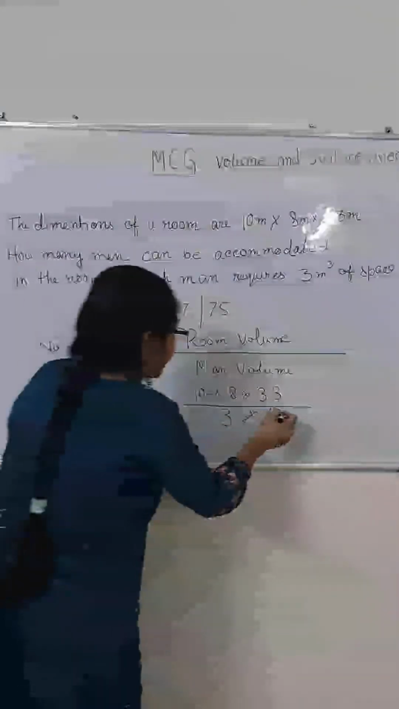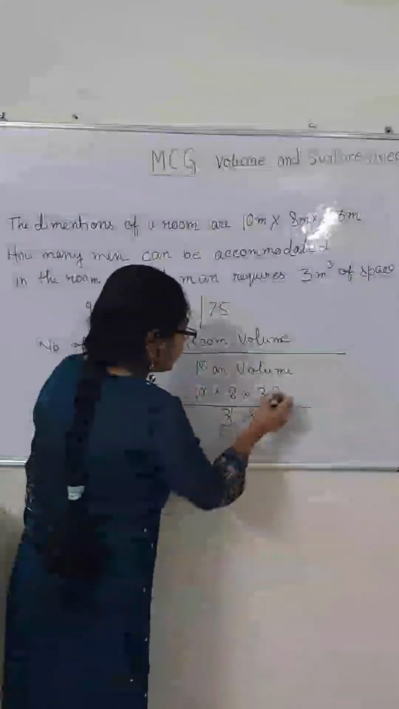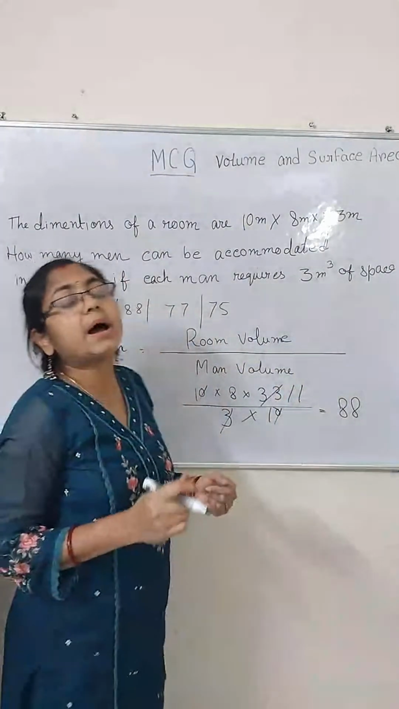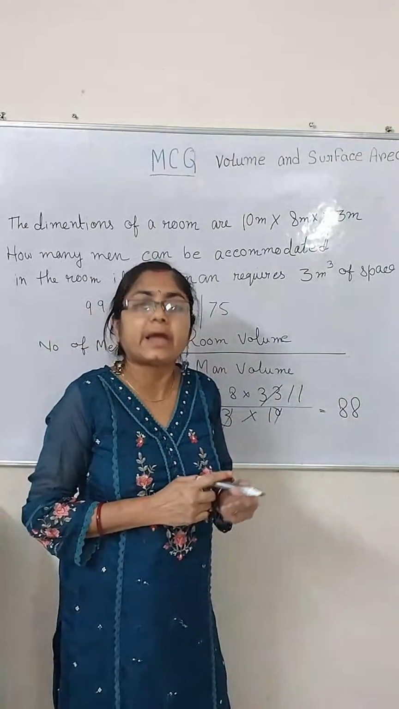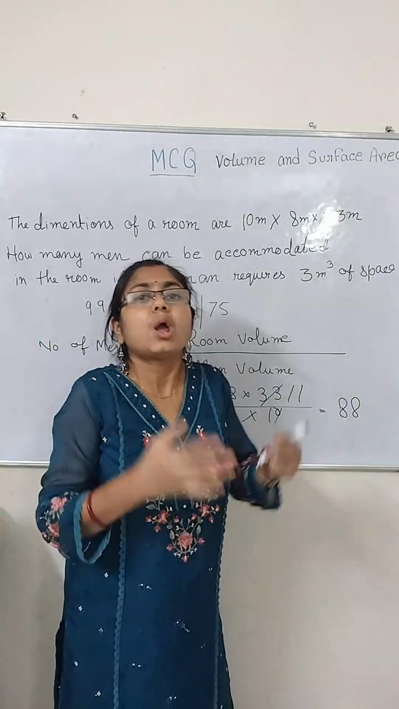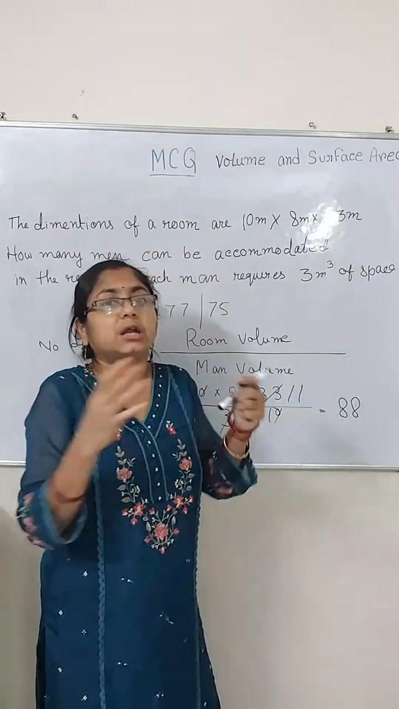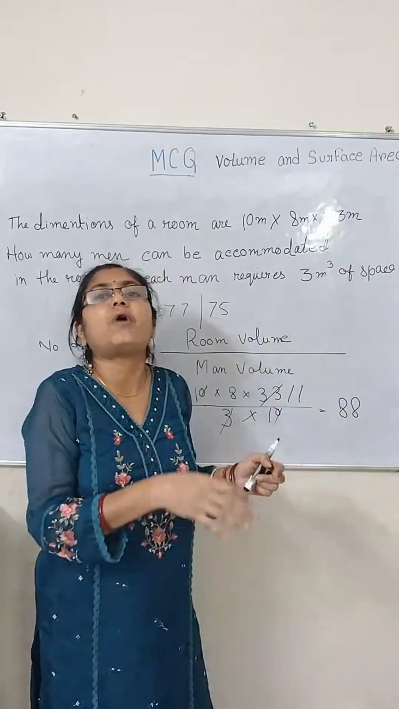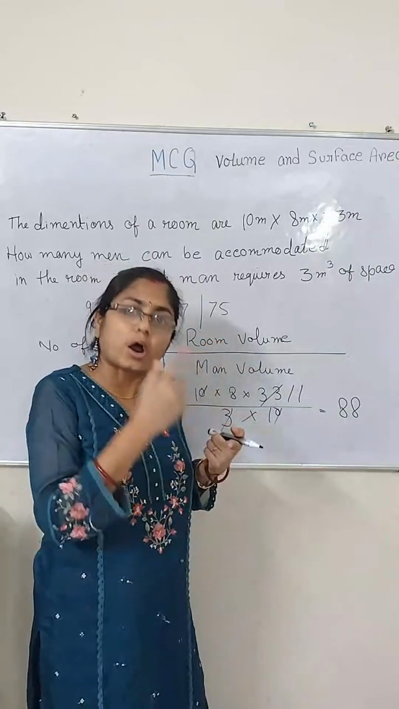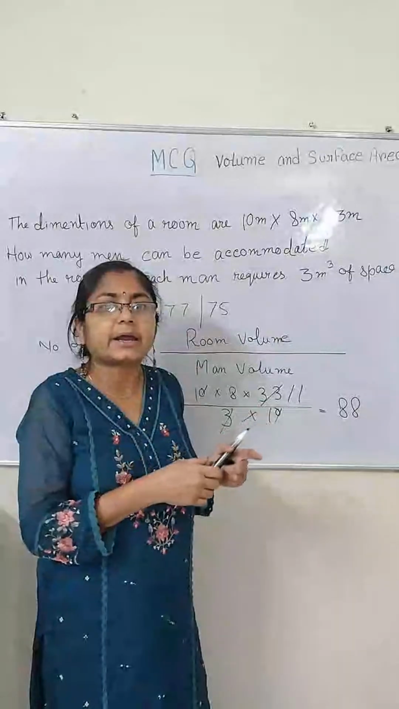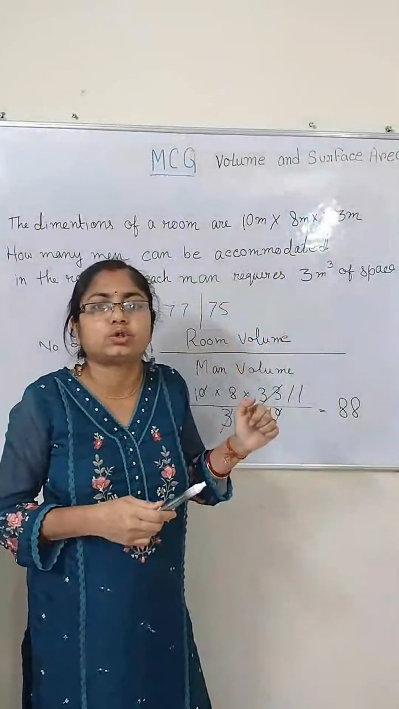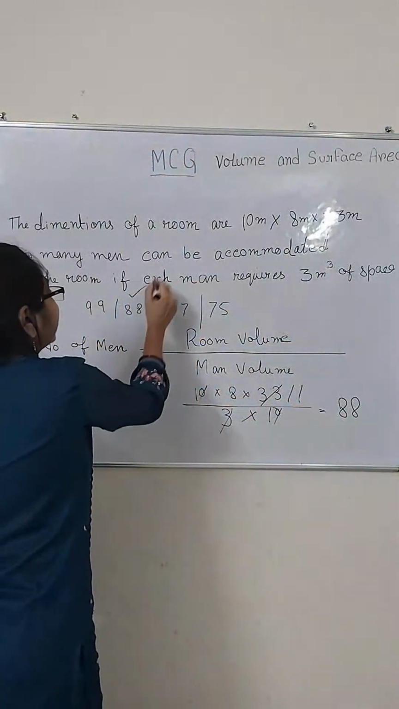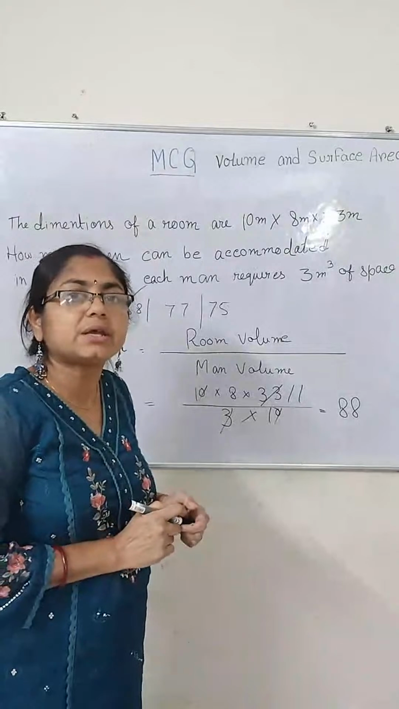Just I cancel this. 11 into 8, 88. One thing to note: when you do the MCQ, you shouldn't do multiplication and division at a time. Put the value in the formula, and on the spot simplify and add. Because it is an MCQ choice, you don't waste more time. Our answer is 8, means second option. Second option is our answer.